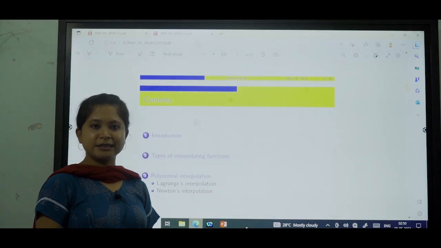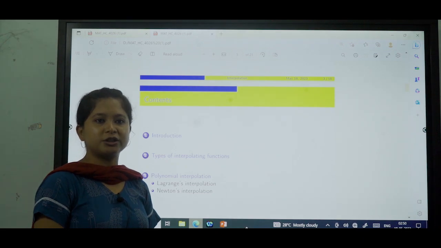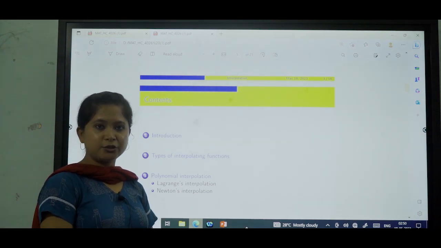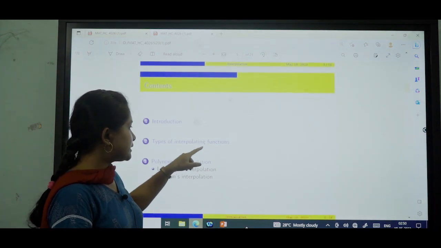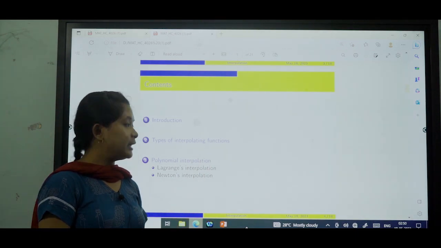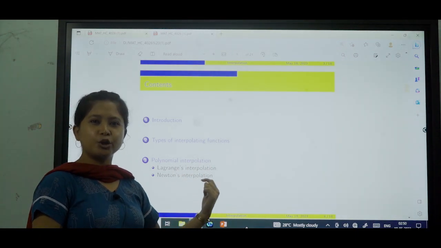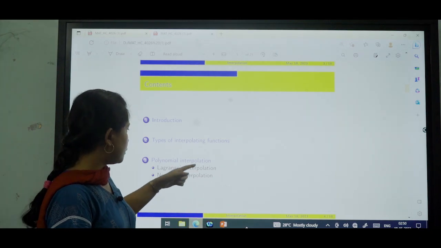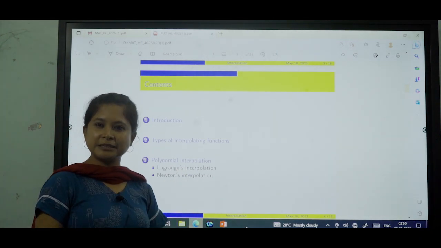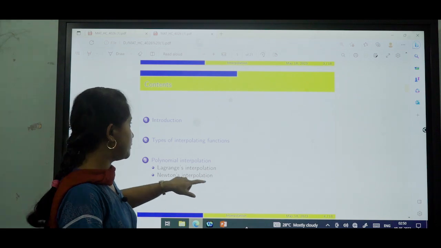Now, what we will be discussing today is interpolation. So, basically we will be discussing what interpolation is, then the types of interpolation, and then polynomial interpolation, out of which we will be discussing Lagrange and Newton's interpolation.